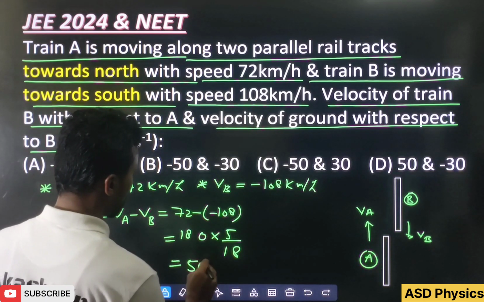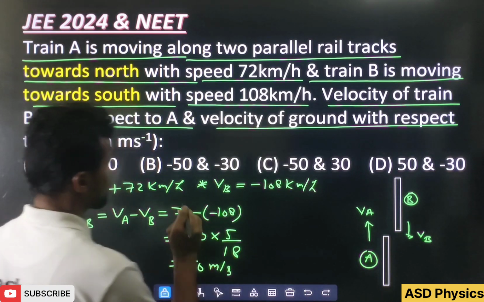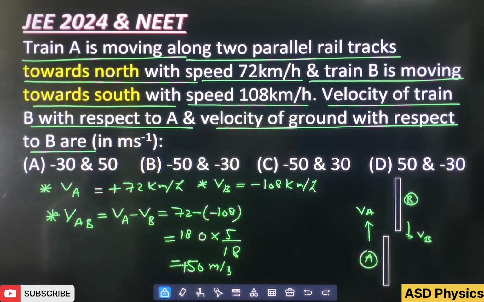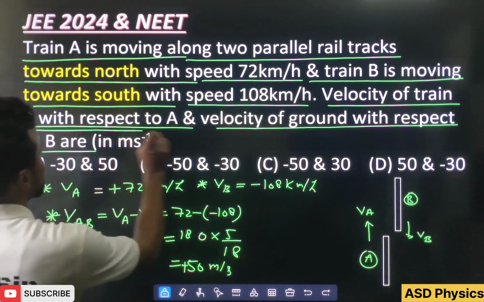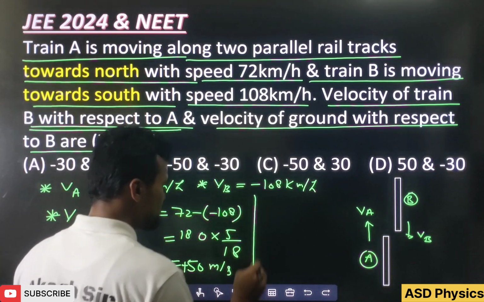So what will come here? 50 meter per second, plus 50. Now, what they are asking here, students, is the velocity of train B with respect to A, not A with respect to B. They are asking B with respect to A.